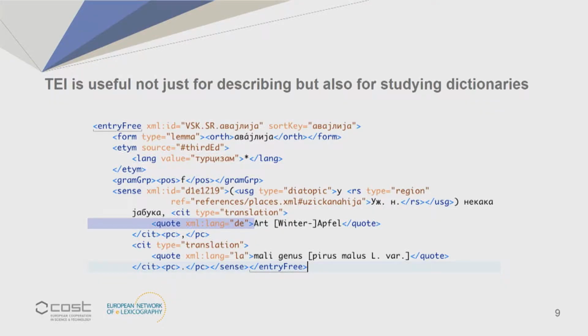Another useful thing about TEI is that it's not good just for describing, but for actually studying dictionaries. And this is the crucial point for us who are dealing with legacy data. Once you have encoded, encoding is not a goal in itself. Once you have encoded the dictionary, the more refined your encoding is, the more granular it is, the more stuff you will be able to extract out of it.